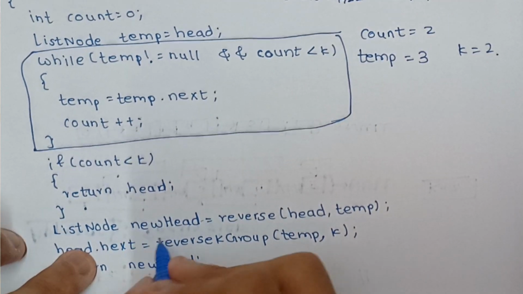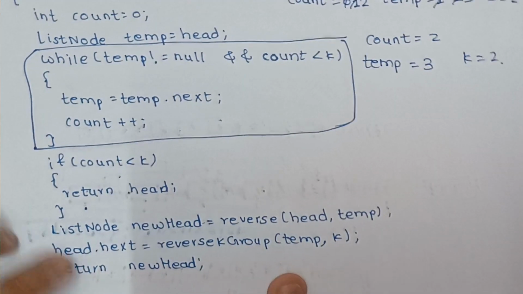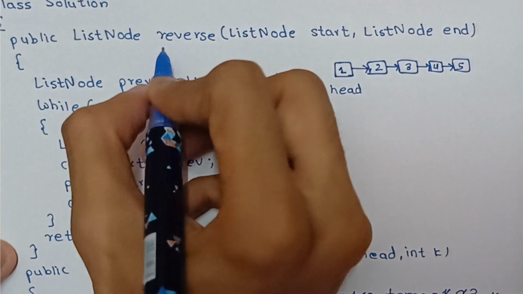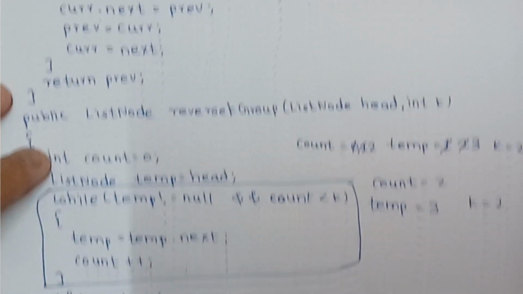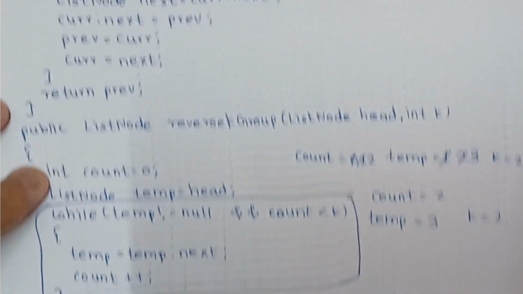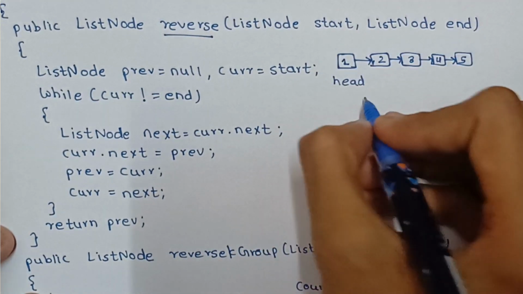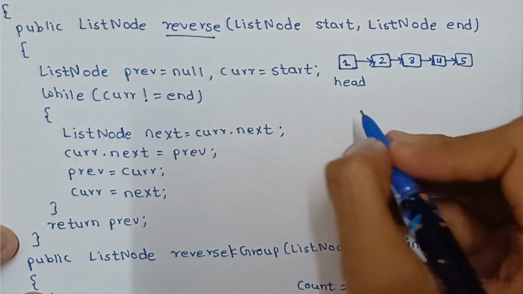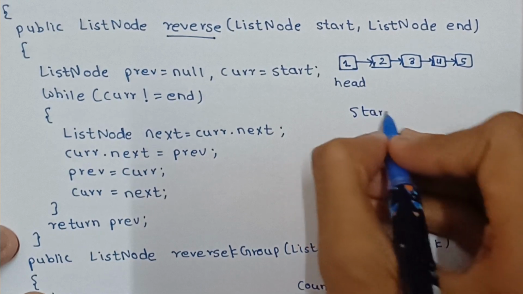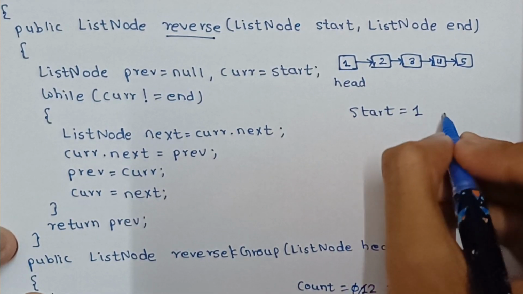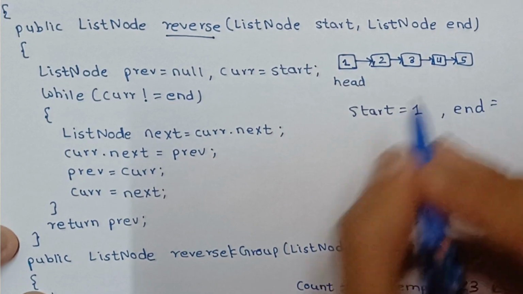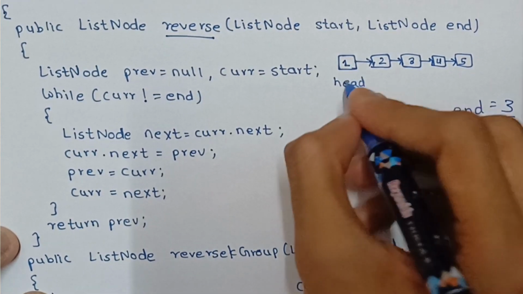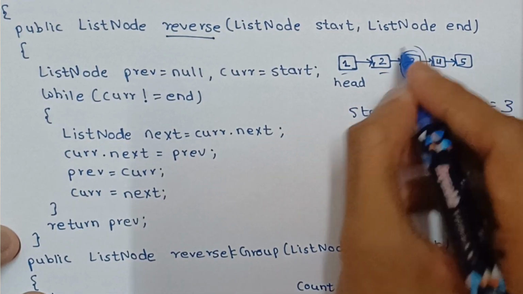Okay, here in the list new head, we have to call the reverse function. We have created one new reverse function here, you can find it here. We will pass into that head and temp. Here head is 1, so at the start it will be 1, and at the end it will be 3. Leaving this 3, meaning 1 2 3, we will reverse these 2.